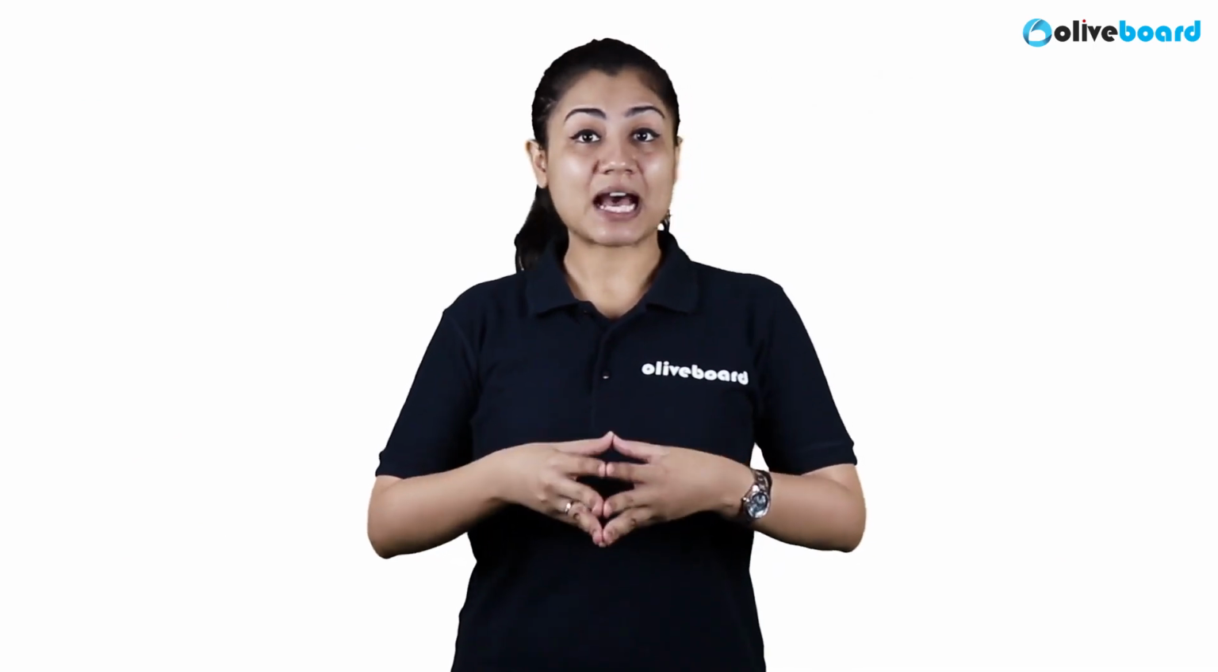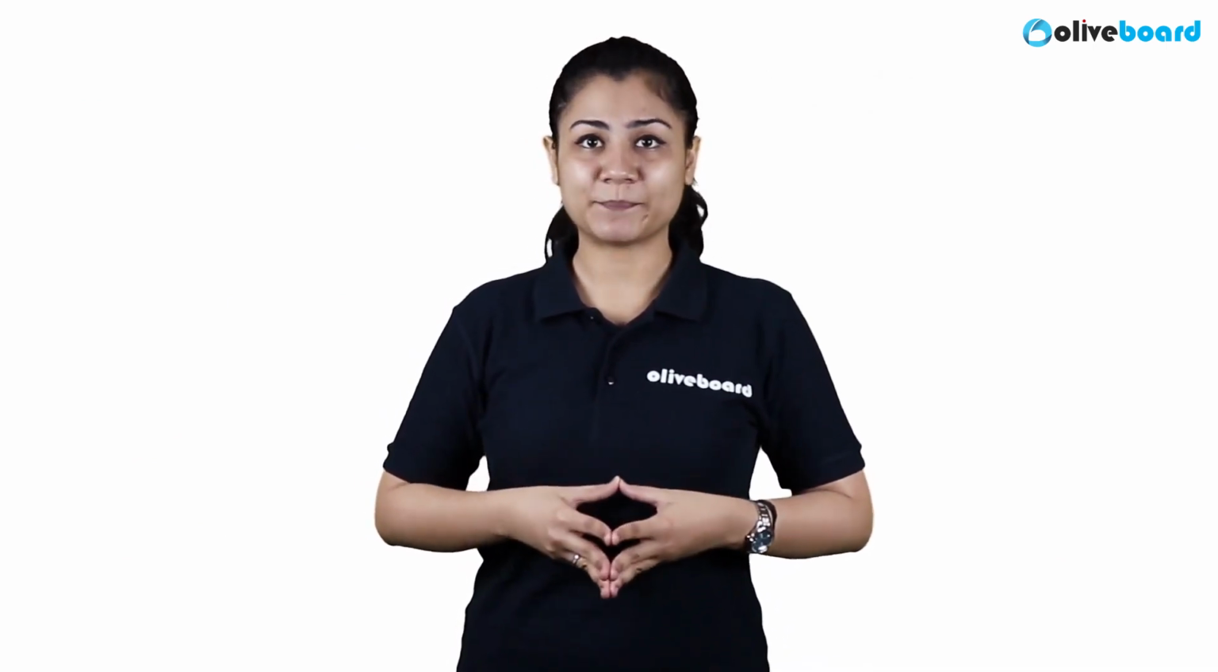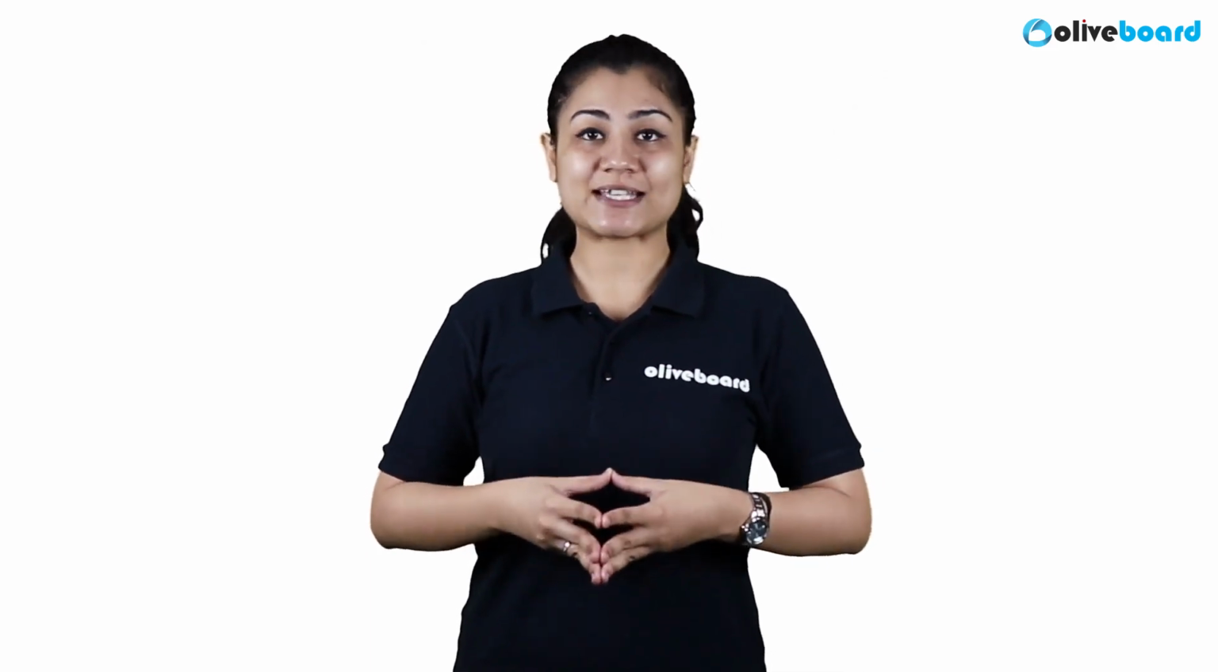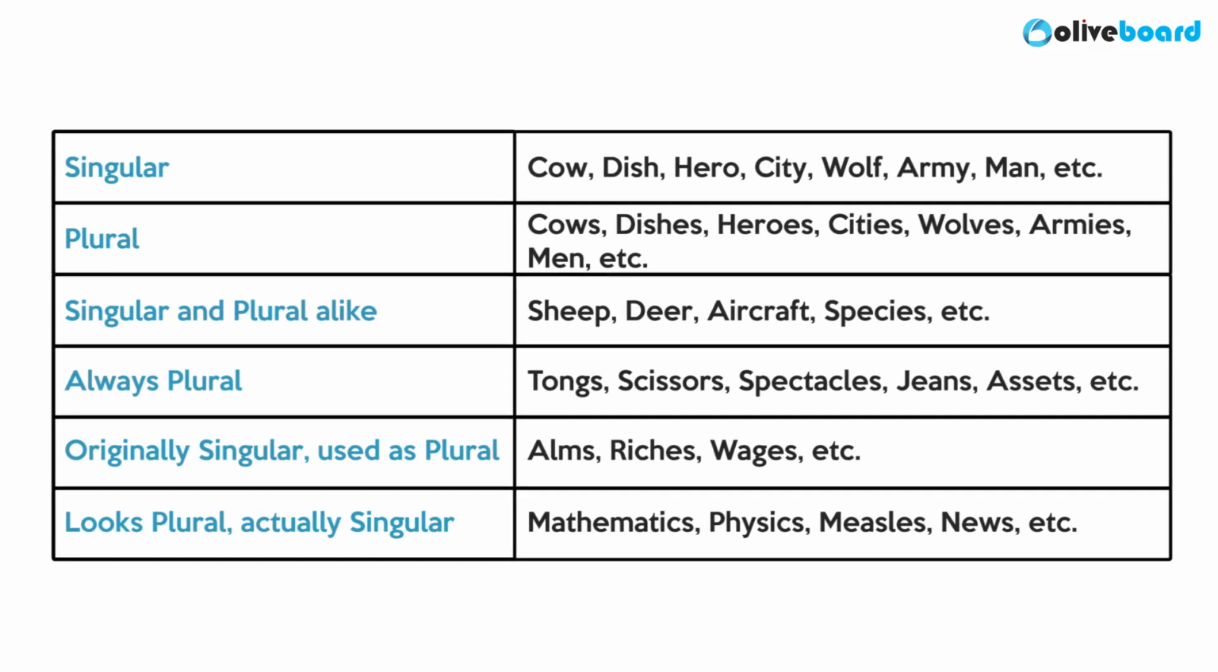Moving on to our last classification of nouns, the classification of nouns by number. Here is a small table suggesting the classification. So we know about singular and plural nouns, that how the singular noun, for example, cow would be converted to cows, hero would be converted to heroes. What is important to note here are the other 4 classifications.